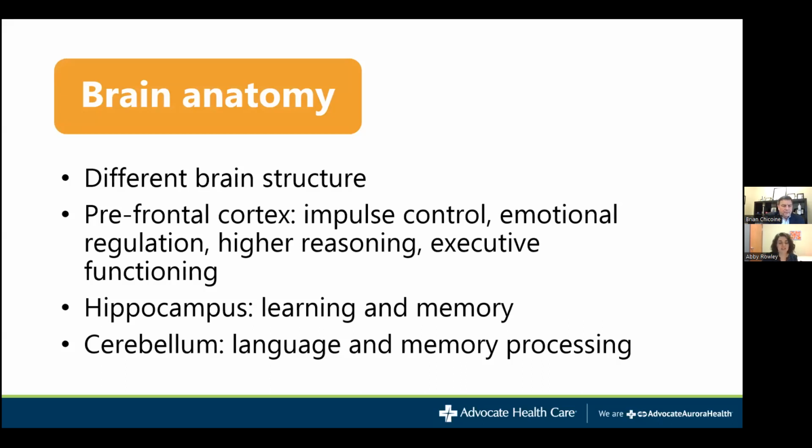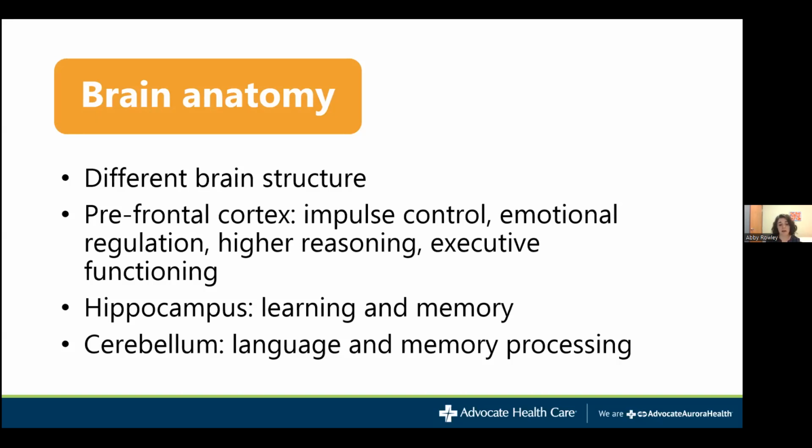Thank you. So another area that may cause a change in behavior is the brain anatomy. People with Down syndrome can have different brain structures. We know that the prefrontal cortex is responsible for impulse control, emotional regulation, higher level reasoning, executive functioning. The hippocampus is responsible for learning and memory, and the cerebellum for language and memory processing. And sometimes these areas may be smaller or less developed in people with Down syndrome.